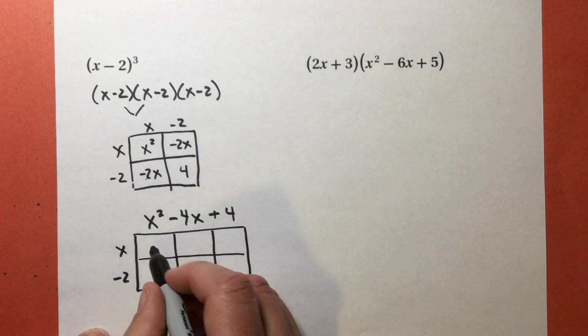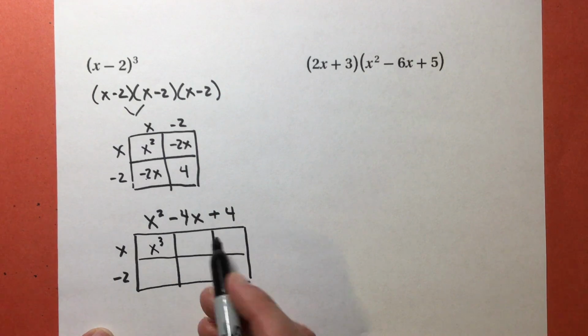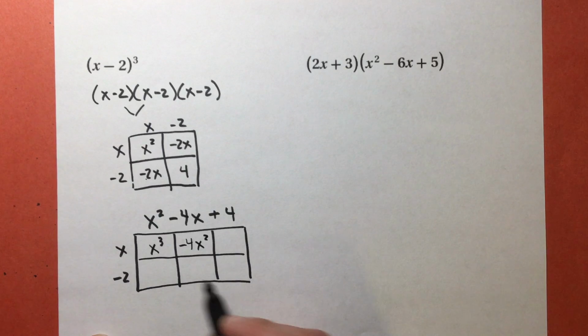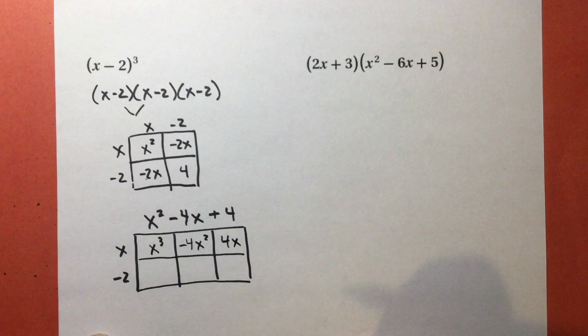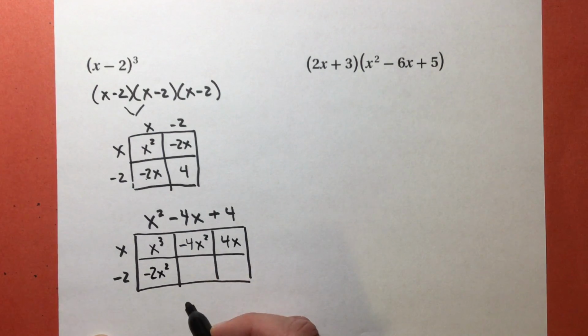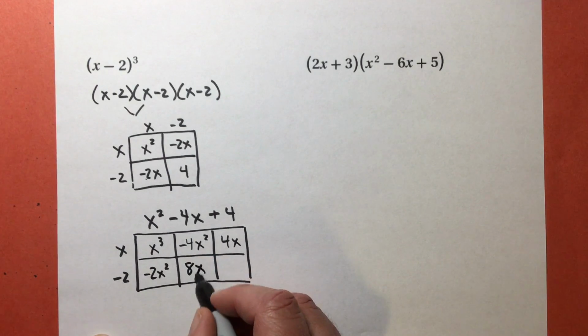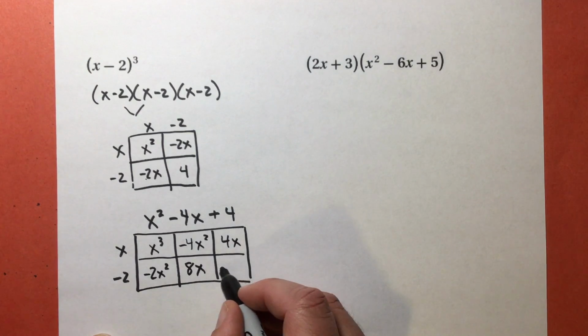x times x to the second power is x to the third power. x times negative 4x is negative 4x squared. And x times 4 is 4x. Negative 2 times x squared is negative 2x squared. Negative 2 times negative 4 is positive 8x. And negative 2 times positive 4 is negative 8.